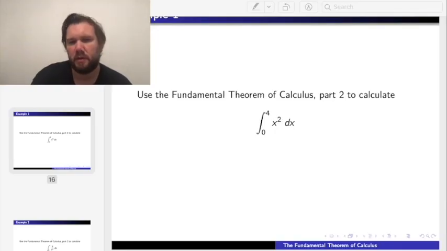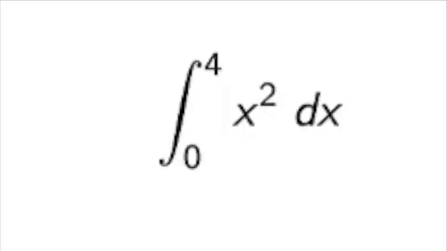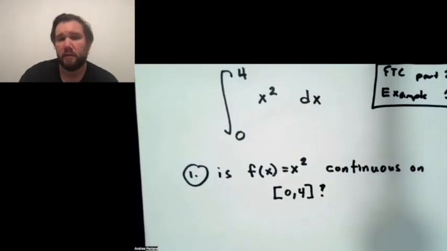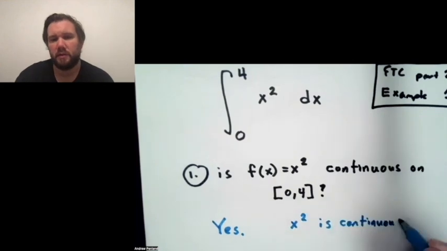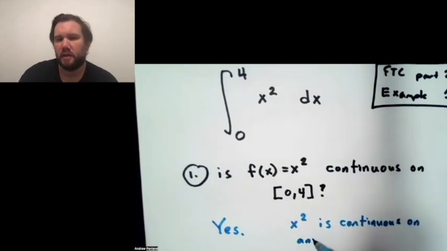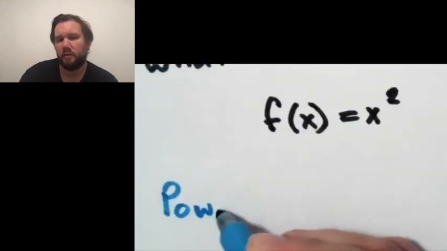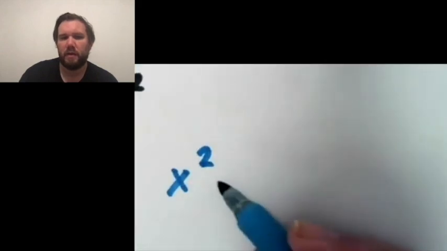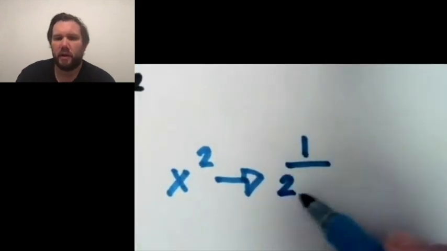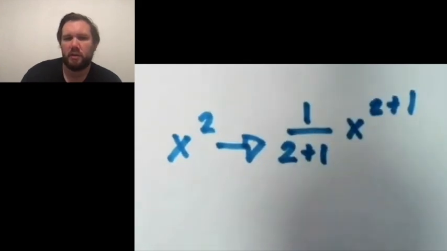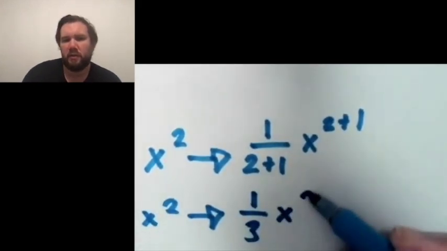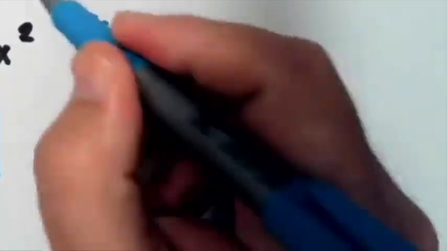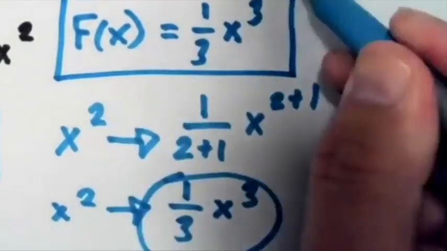Let's use the fundamental theorem of calculus part 2 to calculate the definite integral from 0 to 4 of x squared dx. First, we need to ask, is f of x equals x squared continuous on [0, 4]? And the answer is yes. X squared is continuous on any interval. So now we use our rule to find the antiderivative. The antiderivative of x squared would be 1 over 2 plus 1 times x to the 2 plus 1. In other words, the antiderivative of x squared is 1/3 x cubed. So that's the big F of x that I want here: 1/3 x cubed.